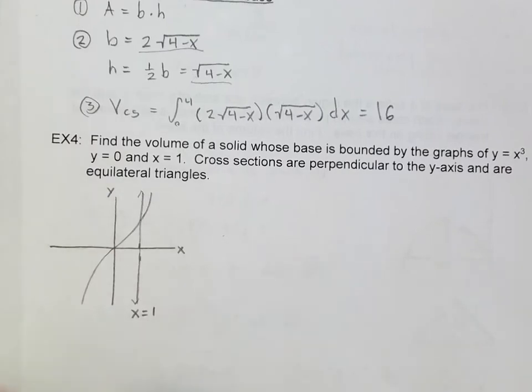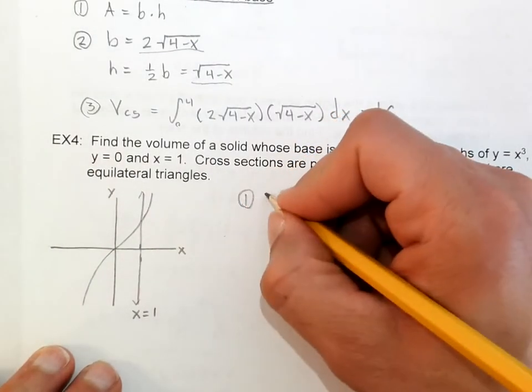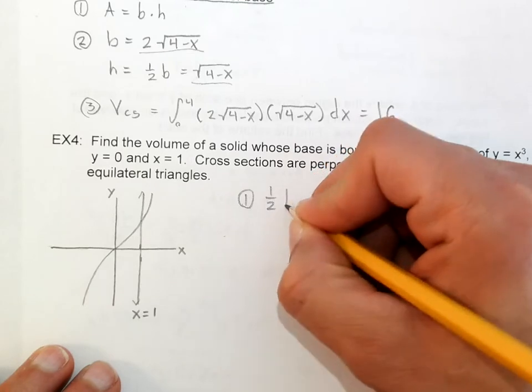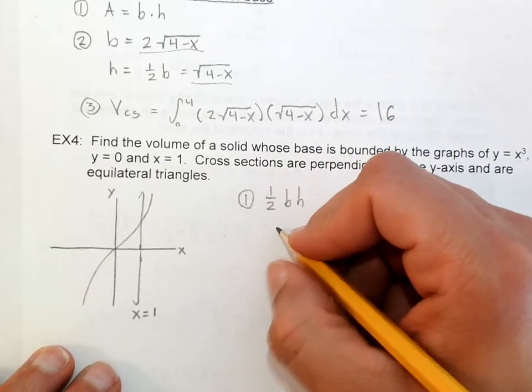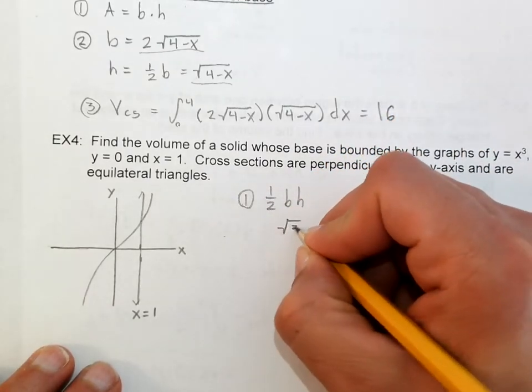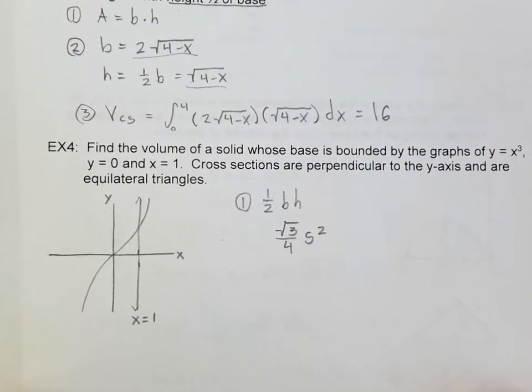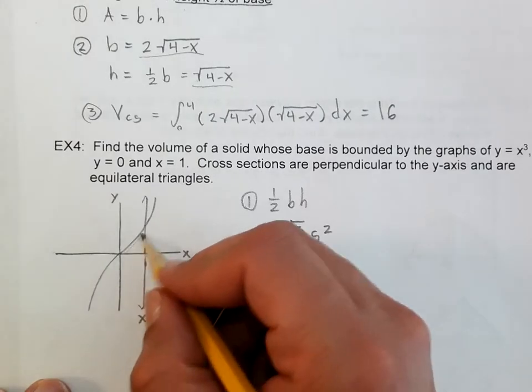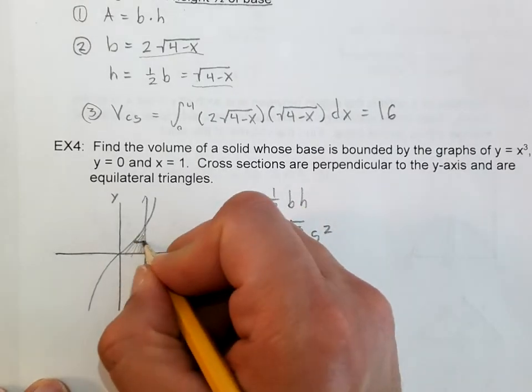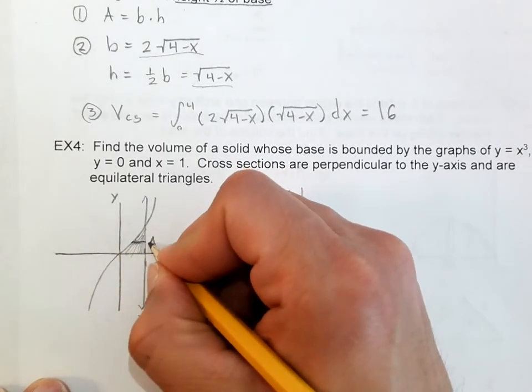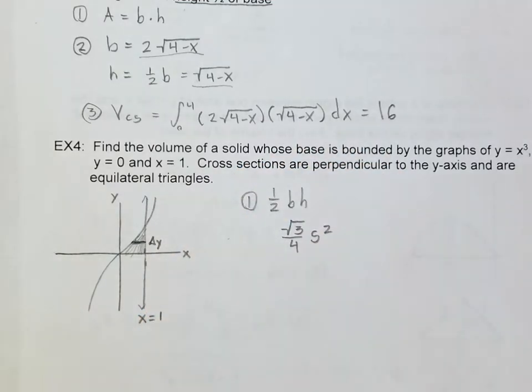Finally, that last one, please use the knowledge that I gave you from before. So 1/2 base times height, and if you remember, this ends up being the square root of 3/4 s squared. Now notice what makes this one different: this is the cross section you're looking at. This would be dy, so you have to have everything in terms of y.